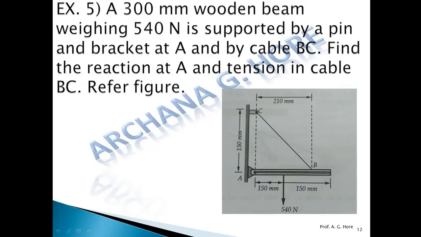Now next one: a 300 mm wooden beam weighing 540 Newton is supported by a pin and bracket at A and by cable BC.